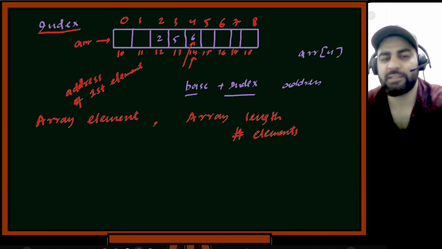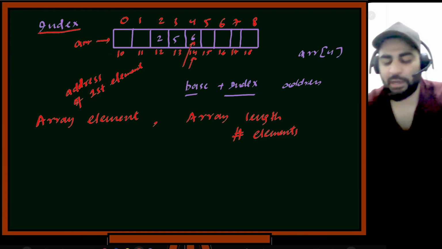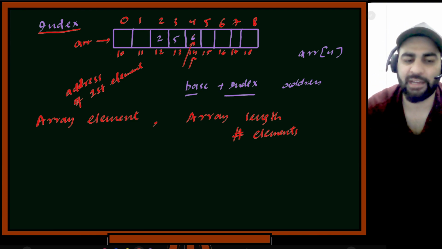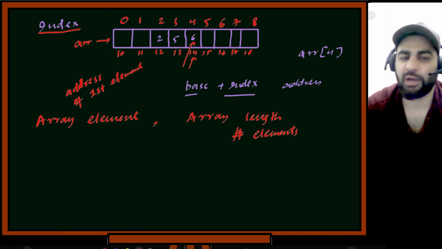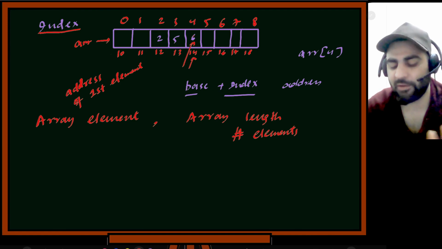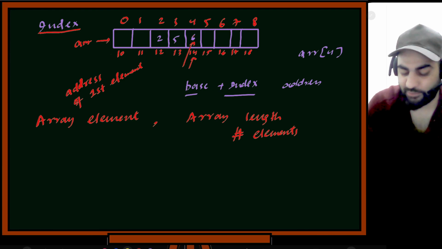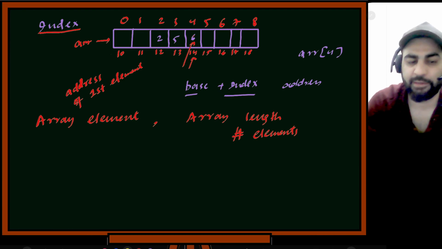So these are the terminologies that I'll be using, and I will now assume that you know what an index is and what an array element is. So I'll not go through them again and again. This is what I want you guys to remember.